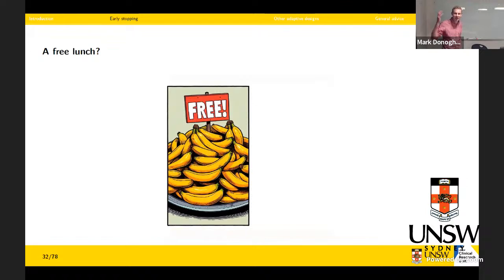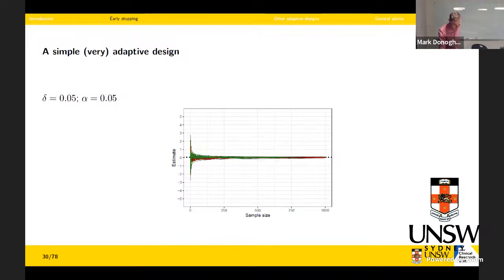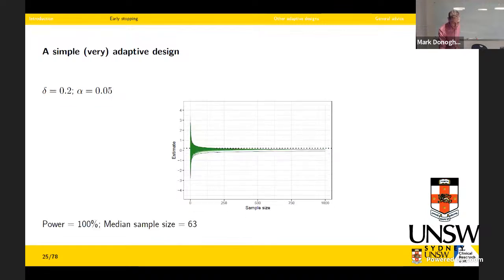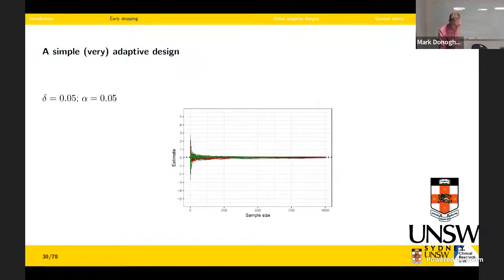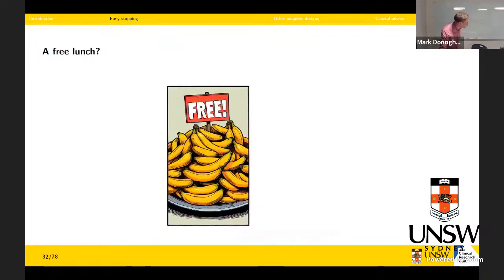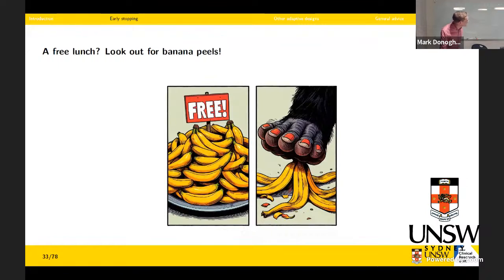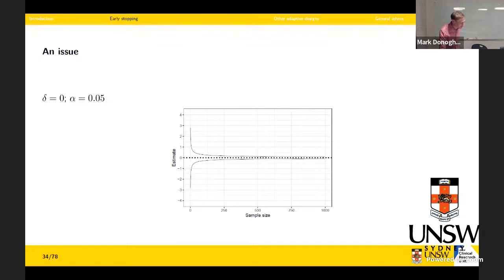Normally statisticians will tell you, if the effect size is smaller, your power is going to reduce, right? But here we've got an experimental design where our power is 100% no matter what the effect size is. And that's pretty good. That seems like a free lunch. But you want to look out for banana peels. And I might show you one of those now.